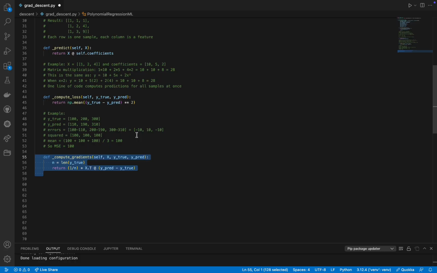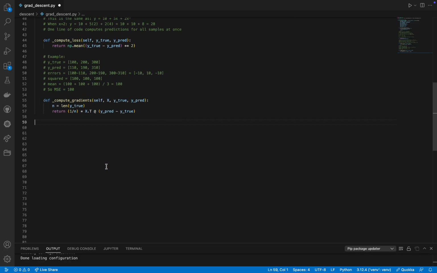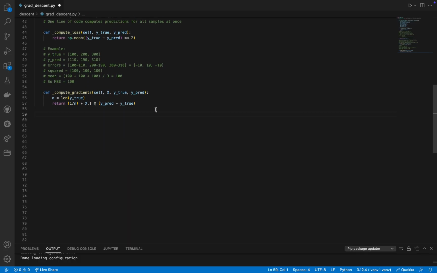And now we need to do the gradient computation, and this is the heart of gradient descent, computing how to update our coefficients to reduce the loss. So the code looks scary at first, but I promise it makes sense once we break it down. So we have the function compute gradients, which takes x, y true, y predicted. Inside we get n, which is the number of samples. Then we return 1 over n times x transpose times the difference between y predicted and y true.